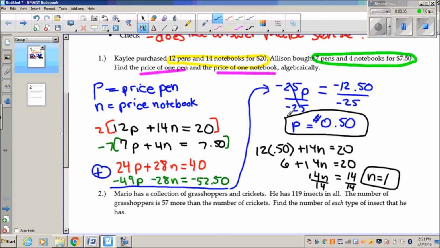So I like to label my answer. When I'm done, I like to go back to where I define my variables. The price of the pen, I've learned now, is 50 cents. And the price of a notebook is $1. So that's my answer.